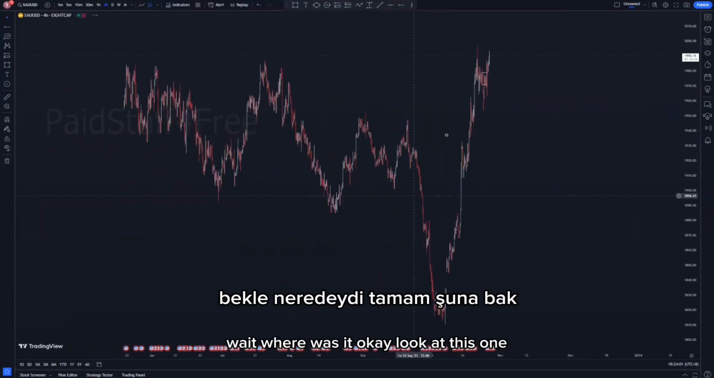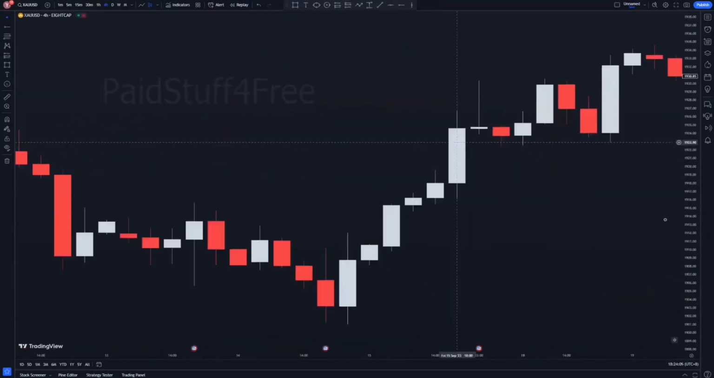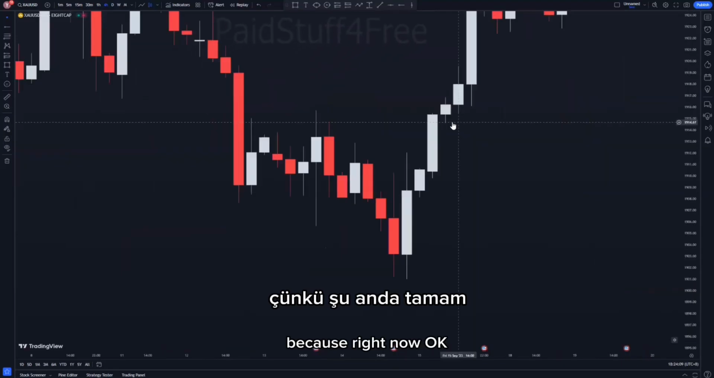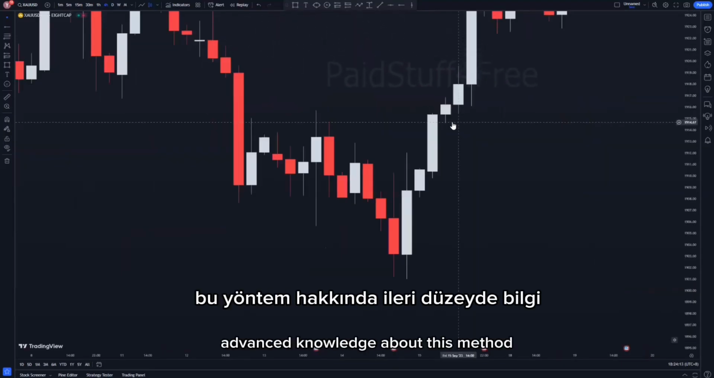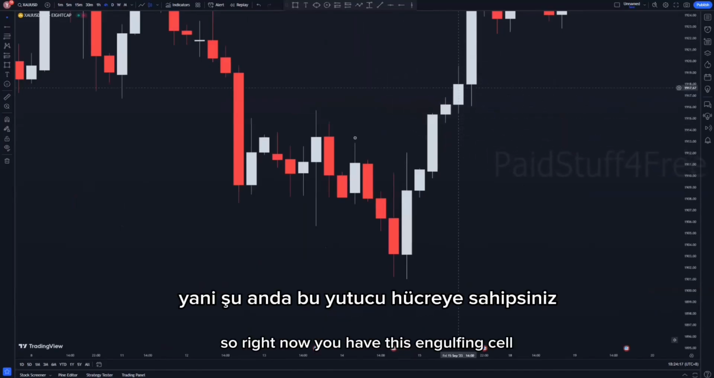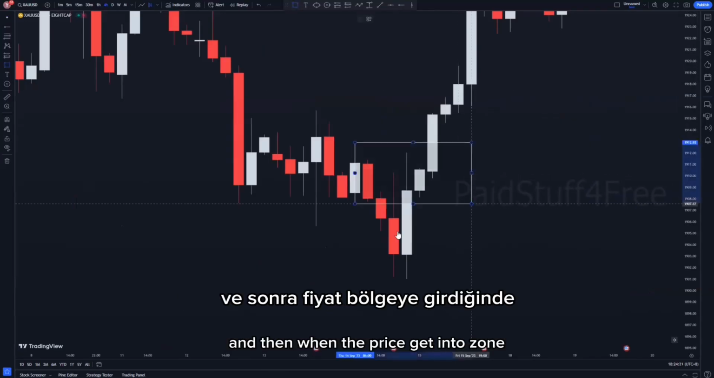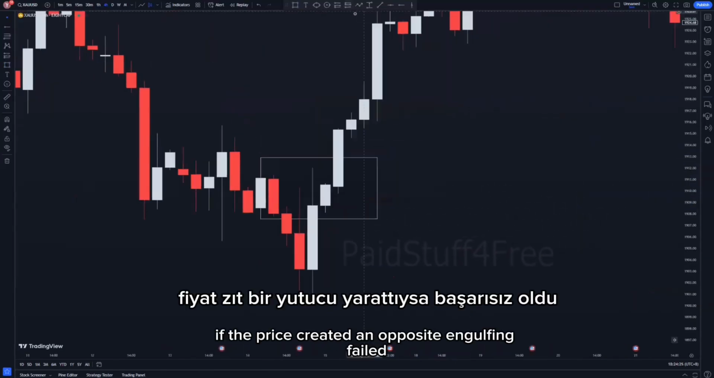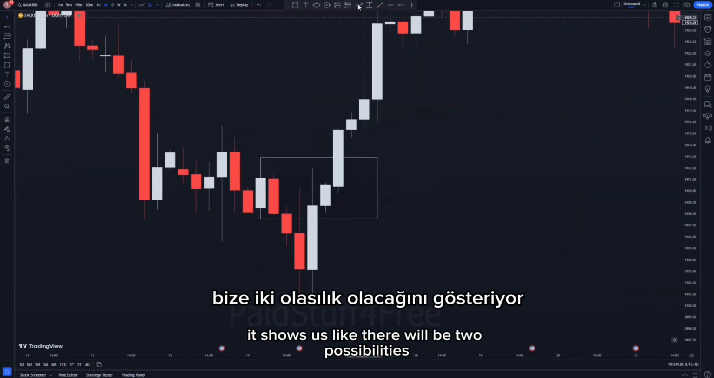Okay, look at this one. Because right now, all of you guys have that kind of advanced knowledge about this method, so I'm just going to share everything. Right now you have this engulfing sell, and when the price gets into the zone, if the price creates an opposite engulfing fill, there will be two possibilities.